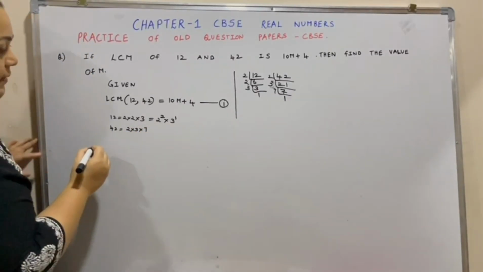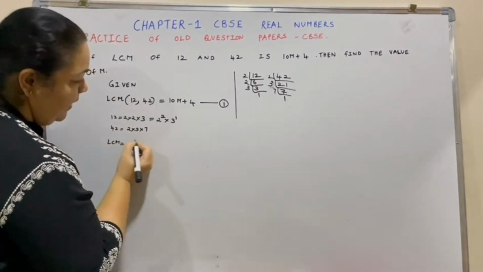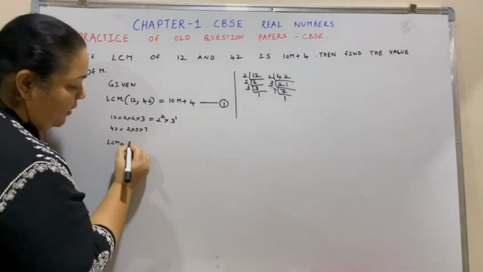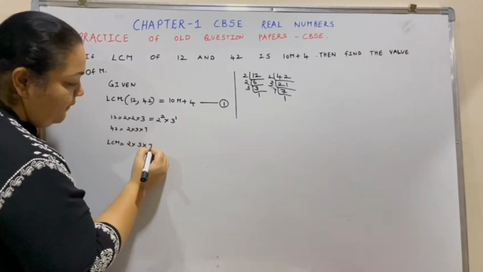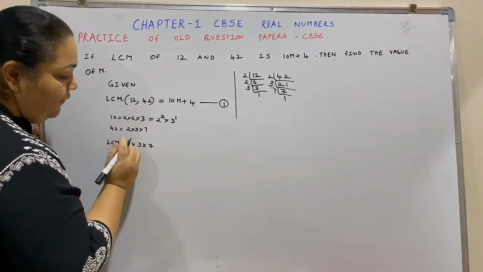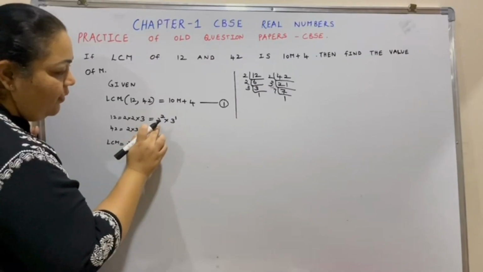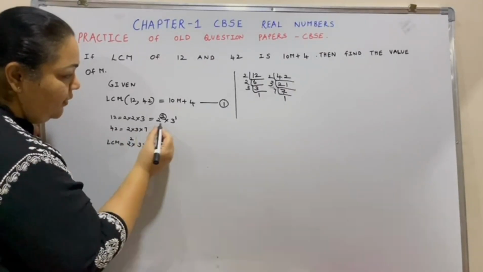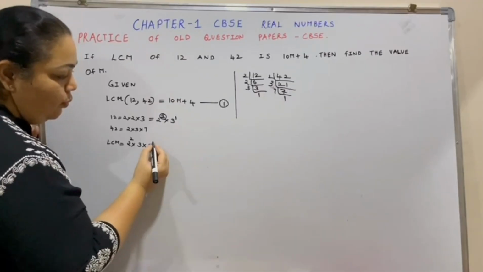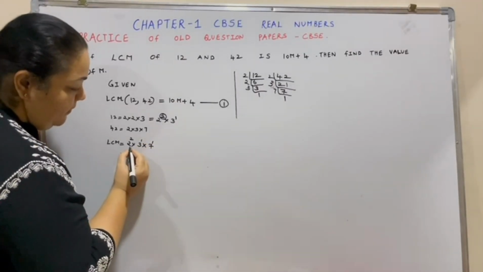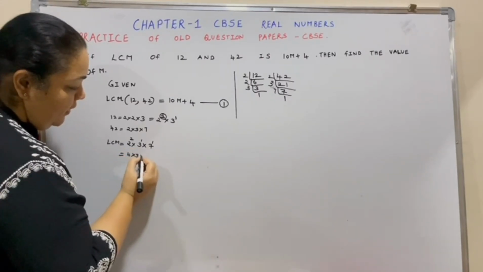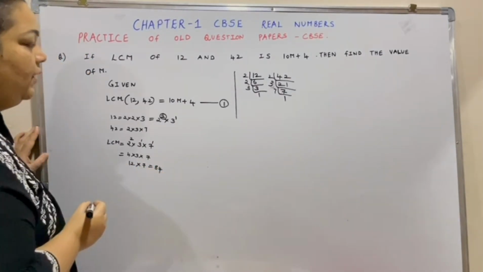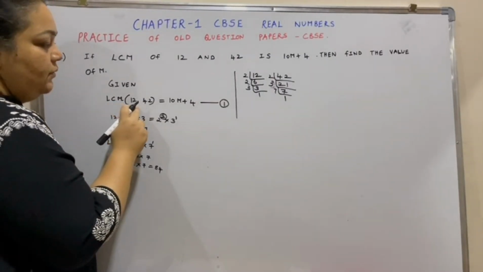Now what is LCM? The first step is to write all the individual integers. What all integers are shown? 2 is shown, 3 is shown and 7. So I'll write 2, 3 and 7. Now take the highest power of each individual number. The highest power of 2 is 2, for 3 it is 1, and for 7 also it is 1 only. So the LCM will be 4 into 3 into 7: 4 3s are 12, 12 into 7 is equal to 84. So we got the value of LCM of 12 comma 42 as 84.